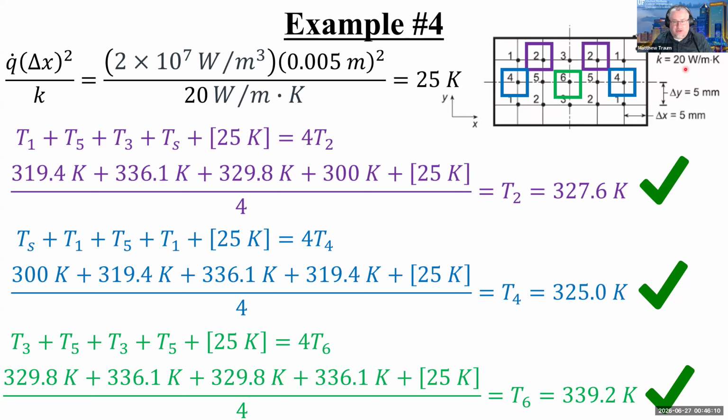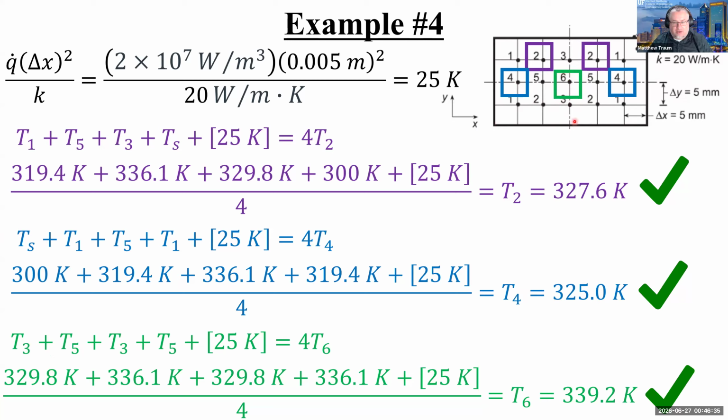The last one, same story. So here's node number 6. What's different about node number 6 from the other two nodes is that this is an interior node. It does not have a surface temperature. So I don't need to worry about where 300 Kelvin is coming from because there is not going to be a 300 Kelvin in the finite difference calculation for this node.